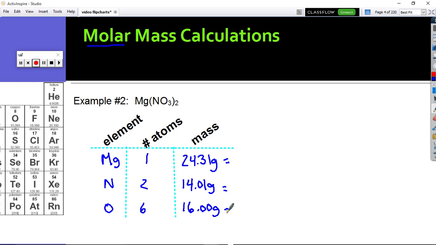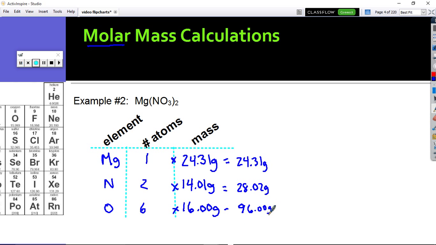Now we're going to do the atoms times the mass to get all the mass of that element. So 1 times 24.31 is 24.31 grams. 2 nitrogens times 14.01 grams is 28.02 grams of nitrogen, total mass of the nitrogens. And 6 times 16 is 96.00 grams.